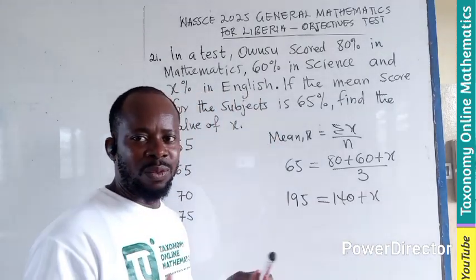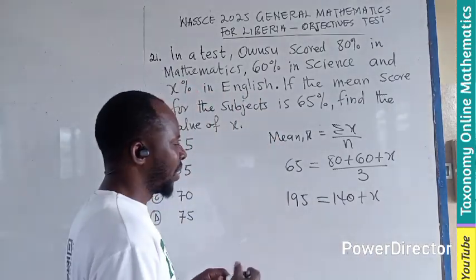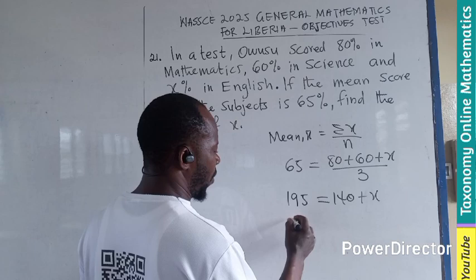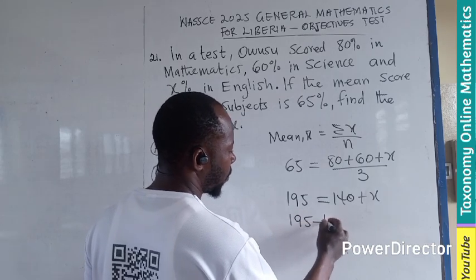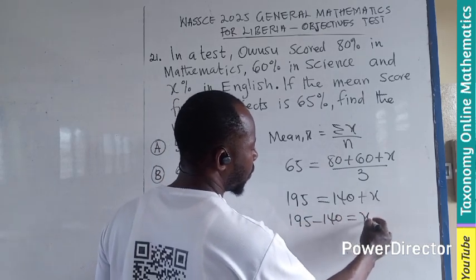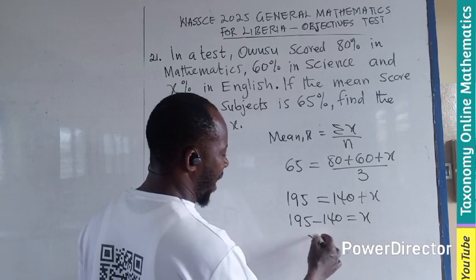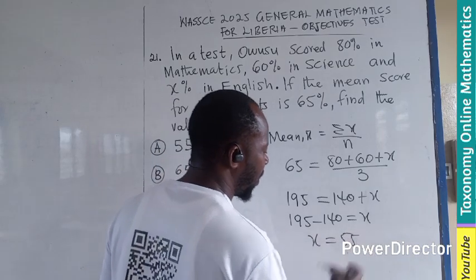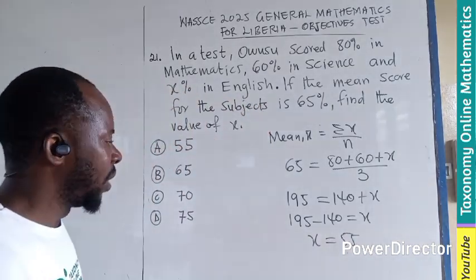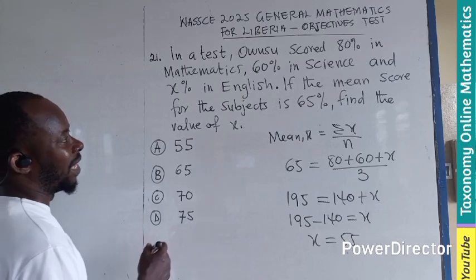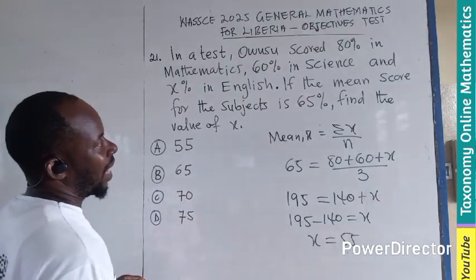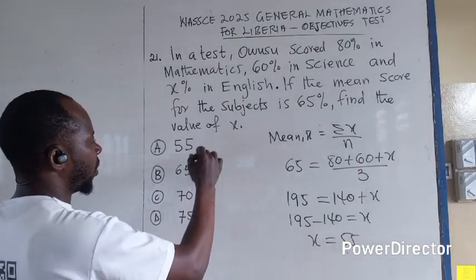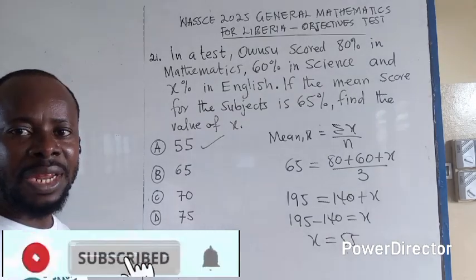X. It is the X we are interested in. So we subtract the 140 from both sides. So if we subtract that, we should be having X equals to what? 55. So the value is 55% as the score in what? English. So that will give you the option A.